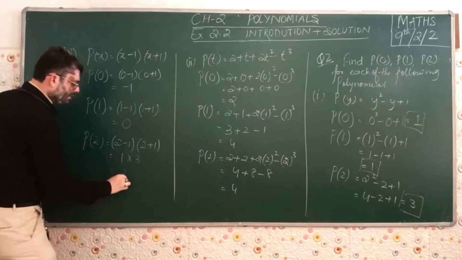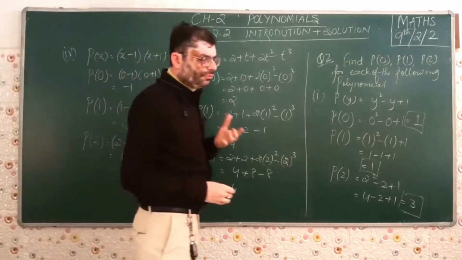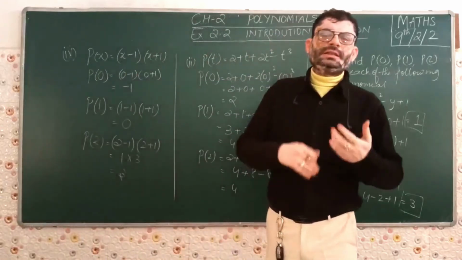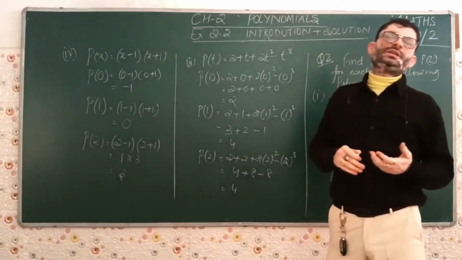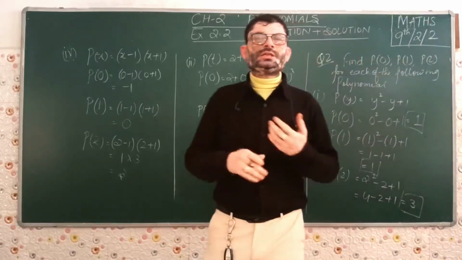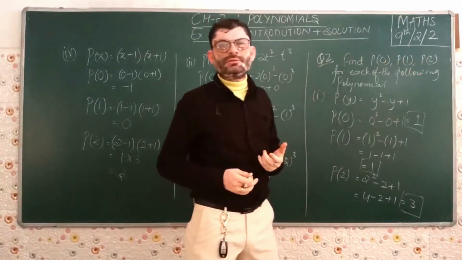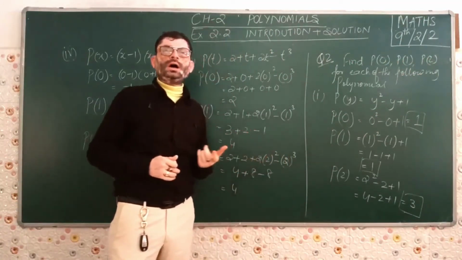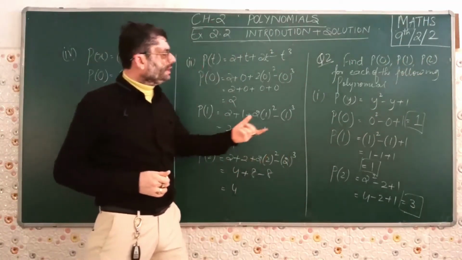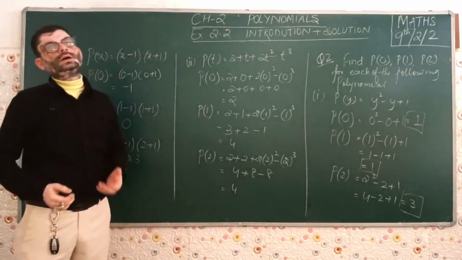So this is 3. So in this way, we can find the value of any polynomial with any variable by changing the values of the variable. In this question, we can see we have changed the values of the variable, that is 0, 1 and 2. And for each change in the variable, we have obtained a particular value for the polynomial.